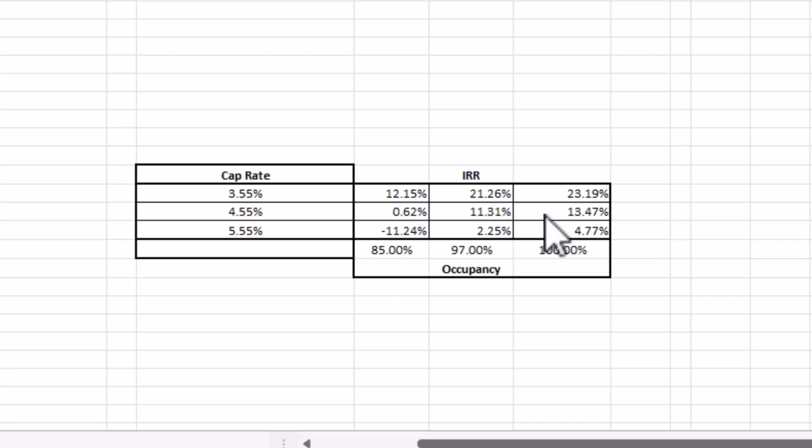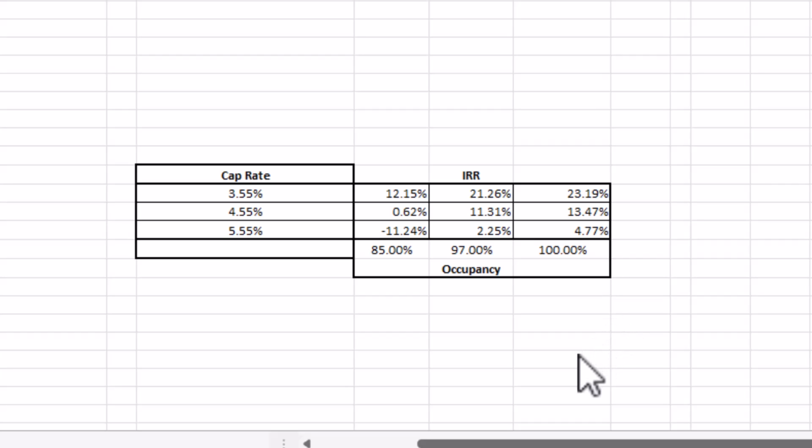Okay, but look at these others. We had a fantastic market, and when we went to sell this at the end of year 5, the cap rate goes to 3.55%, which means this is a very attractive investment. The investors are willing to pay more for each dollar of income, and as a result, that drives the prices up. The cap rate goes down, 3.55. Looking at the returns based upon the occupancy, it ranges from 12.15% all the way up to 23.19%.